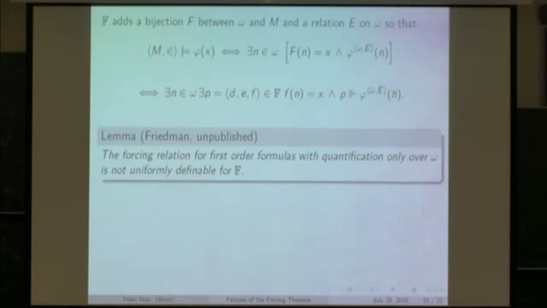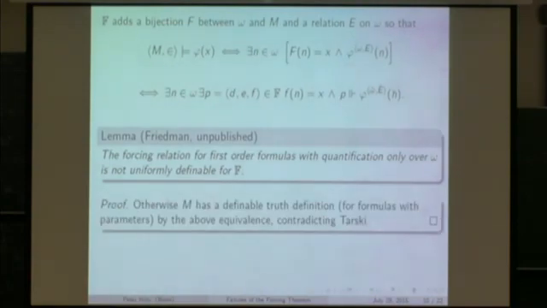So Friedman introduced this forcing to observe that the forcing relation for first order formulas with quantification only over omega, or let's say with bounded quantification, is not uniformly definable for f. And why is this? Because if this was uniformly definable for this forcing, then we would get the truth definition just by the above equivalence. So note that we get that the model M satisfies the formula phi if and only if some formula with quantification over omega holds true.